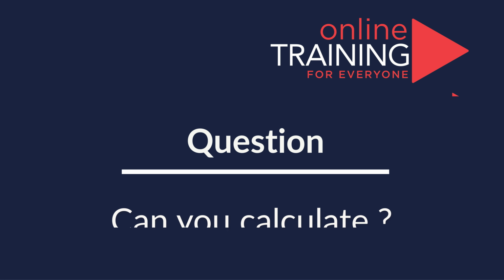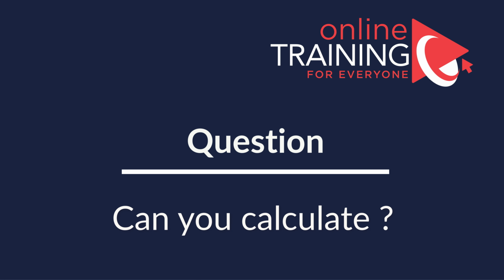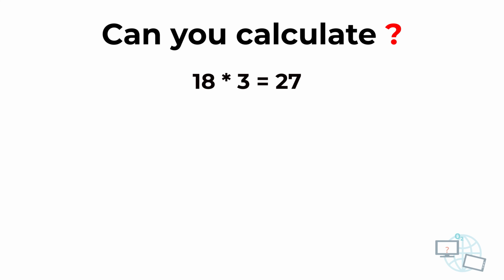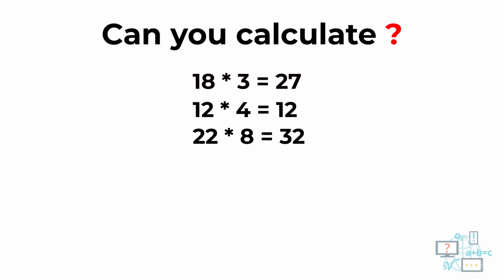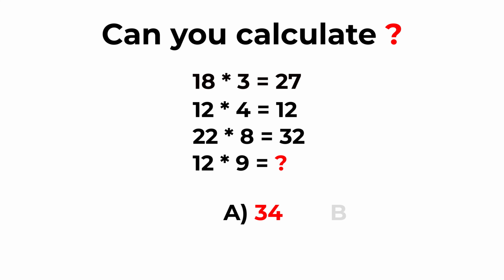Here's an interesting problem from the real test. You're presented with 3 full expressions. 18 by 3 equals 27, 12 by 4 equals 12, 22 multiplied by 8 equals 32. And you need to calculate the missing number in the expression 12 multiplied by 9. You have 4 different choices. Choice A, 34, choice B, 36, choice C, 38, and choice D, 40.